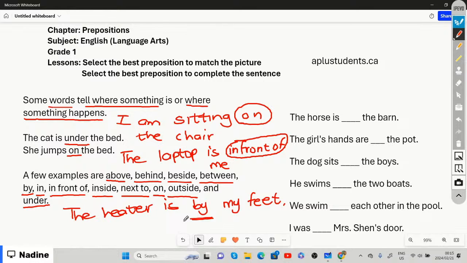So prepositions, it tells us where something is, right? Or it tells us where something happens. Like for example, let's say, okay, answer this question. What are you doing now? Let me answer this question. Type out and tell me what you're doing now, Divine. So in a sentence, tell me what you're doing now.